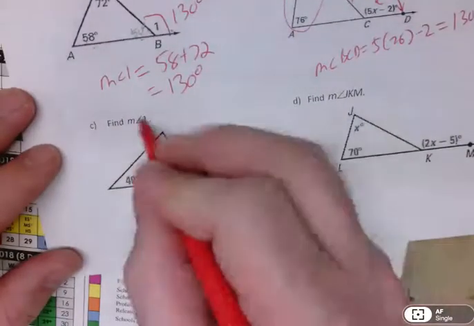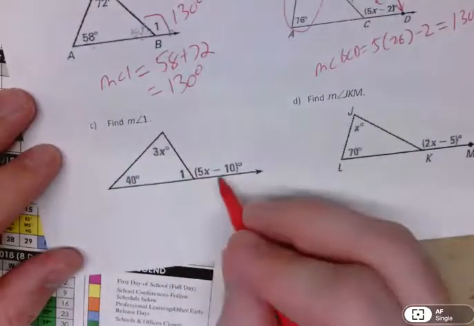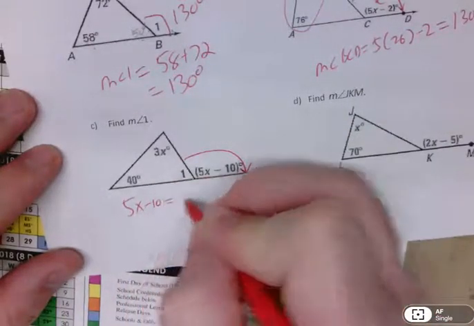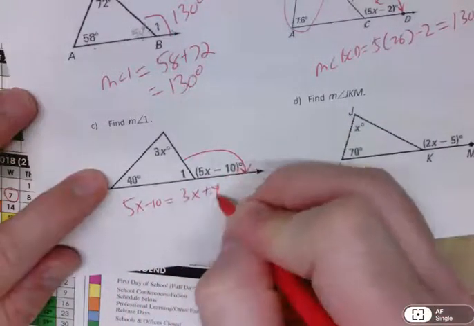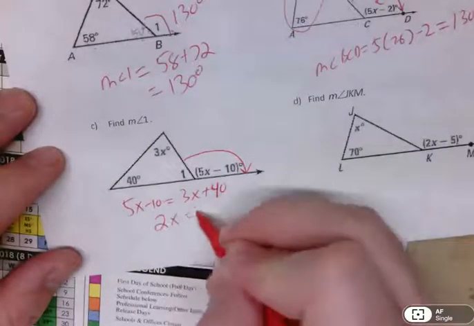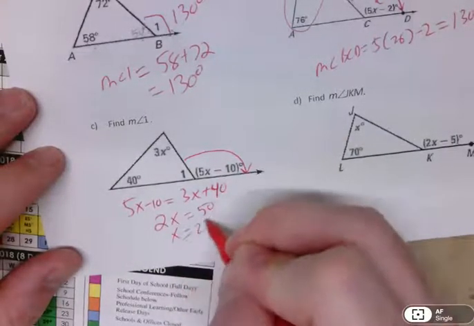We do need to find the measure of angle 1, but I can't do it yet because I got to figure out what x is first. So I'm going to do 5x minus 10 is equal to 3x plus 40. This will help me figure out what x is. Solve for x, so that's going to be 2x equals 50, so x is 25.